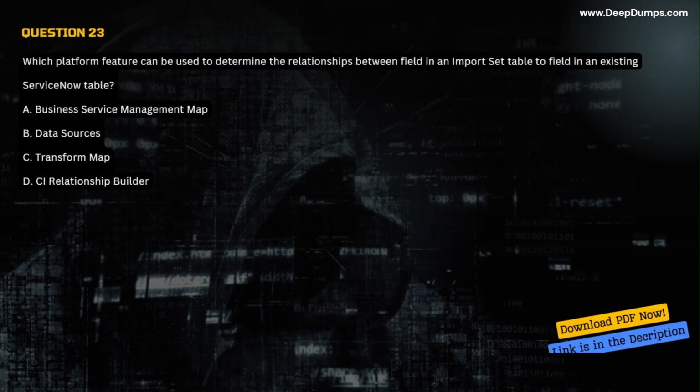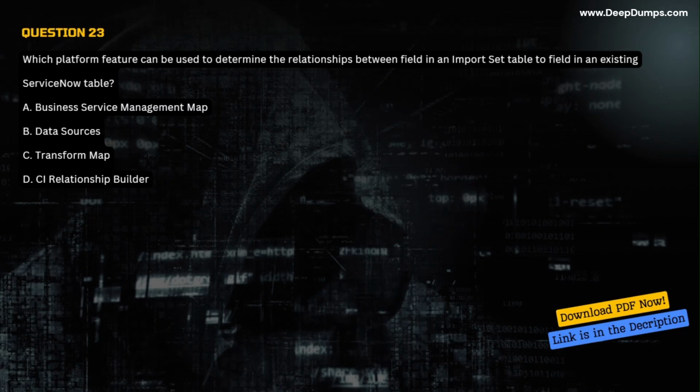Question 23. Which platform feature can be used to determine the relationships between fields in an import set table to fields in an existing ServiceNow table? A. Business Service Management Map. B. Data Sources. C. Transform Map. D. CI Relationship Builder. Correct answer, C.